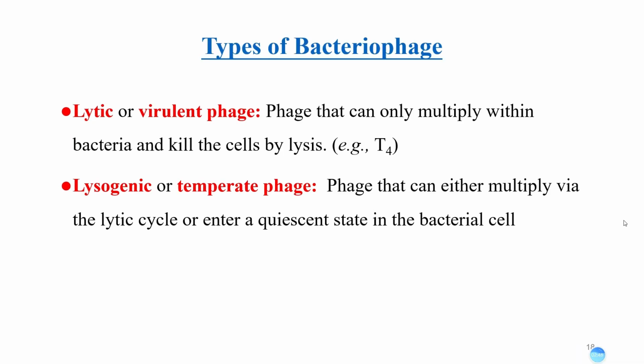All right, I guess we left off here last time. We talked about the two different types of bacteriophages. One is the lytic phage, or the virulent phage, that can multiply within the bacteria, and then it kills the bacterial cell by lysis. The second type is the lysogenic phage, or the temperate phage. The phage can enter a special stage called the prophage stage by integrating their DNA into the bacterial chromosome.